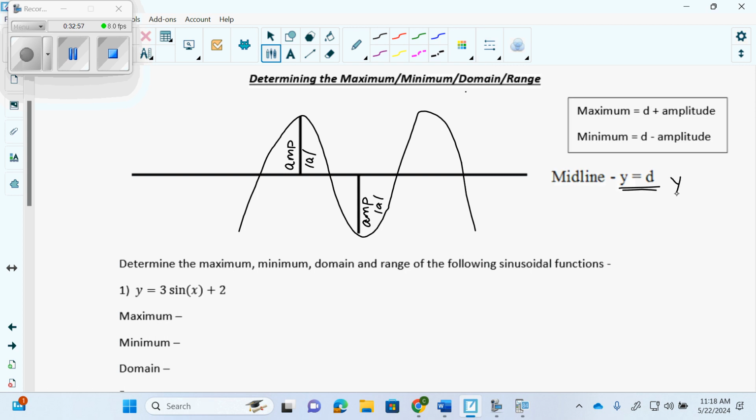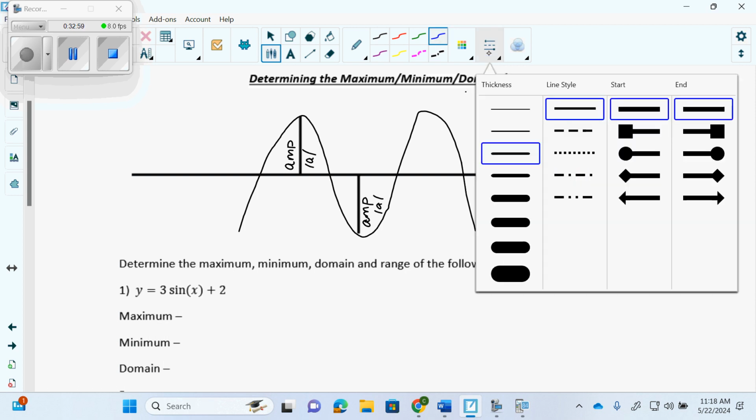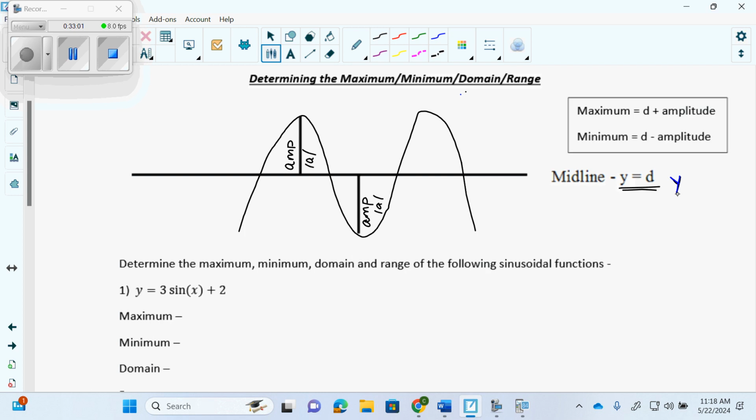So our midline, I just picked blue. Y equals 6. We're going to pretend that it's y equals 6. It could be any number, right? We just have to get an equation and know what it is. So this value here is 6. We agree? That middle line?